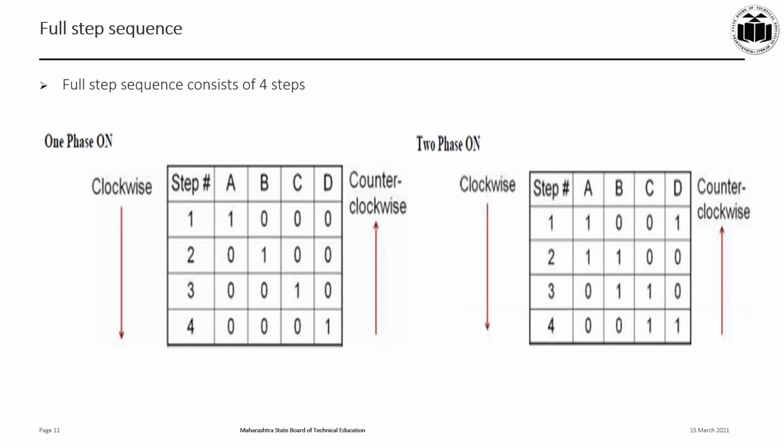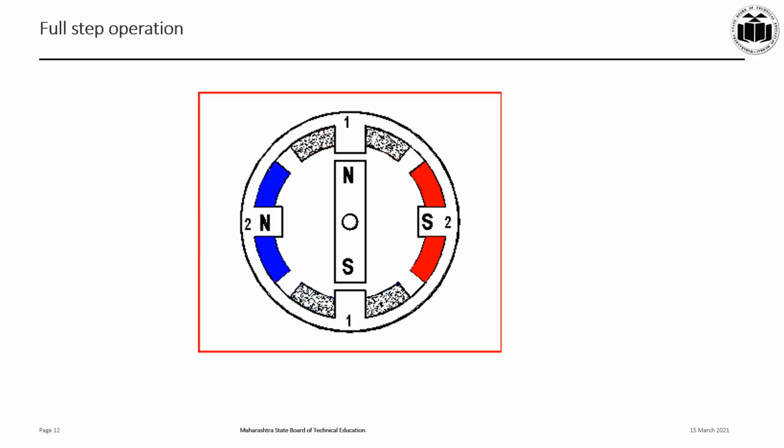In two phase on sequence, at a time two windings are energized, as you can see in the table. First, winding A and winding D is energized, then winding A and winding B is energized, then B, C, and then C, D are energized. So if a motor is to be rotated in clockwise direction, step 1 to 4 is to be followed, and if a motor is to be rotated in counterclockwise or anti-clockwise direction, step number 4 to step number 1 should be followed. This is a full step operation.